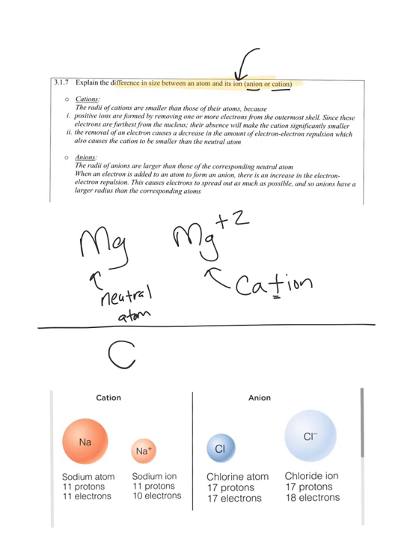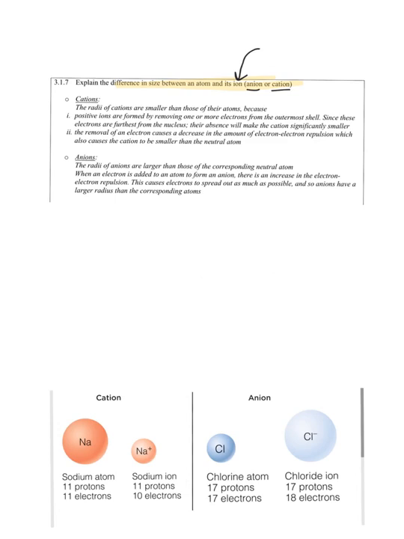For example, O and O minus 2. These are not the same thing. This O is a neutral atom and does not have a charge. This O minus 2 is called an anion. Anything that has a minus charge is called an anion. So what we're discussing in this lesson is the difference between cations and anions. Now let's take a look at the difference in sizes.